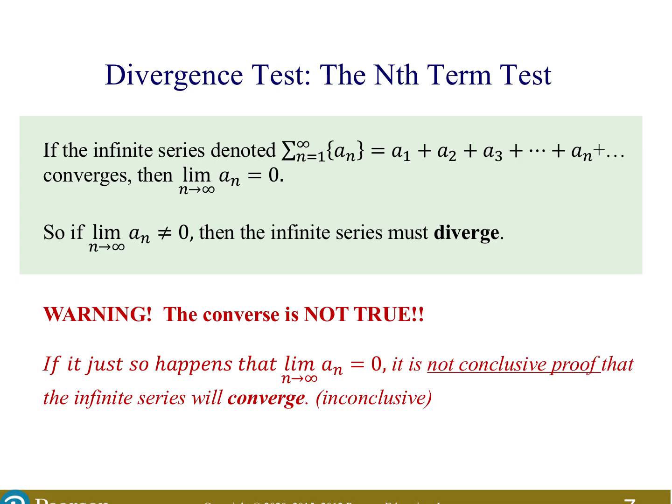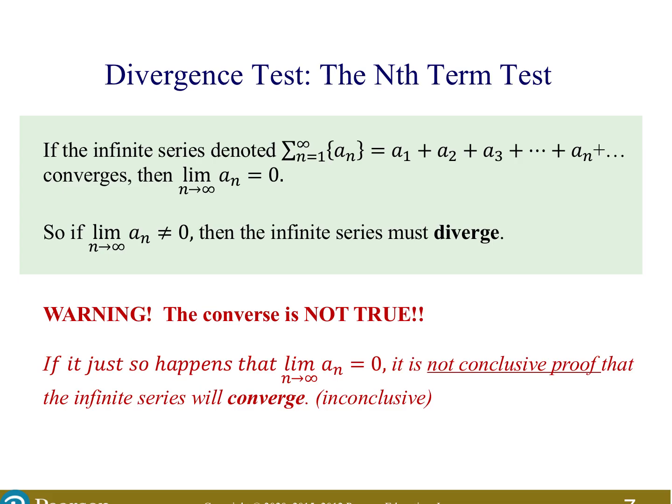The contrapositive is also true. So, if the limit of the last term is not 0, then the series must diverge. In other words, not converge. That's the contrapositive. If not A, then not B. Okay, we've got that going on. However, the converse is not true. Just because a limit might happen to be approaching 0 the last term does not guarantee convergence.